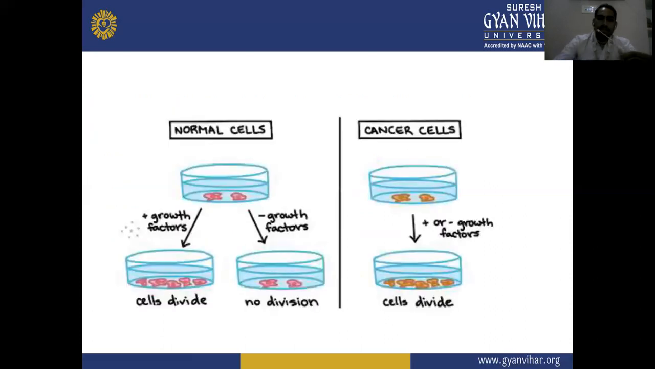Next one, this is the difference between normal cell culture and cancer cell culture. In normal cell culture, both positive growth factors and negative growth factors are working, but in cancer cells, the positive and negative growth factors do not work properly, and cells divide uncontrolled.